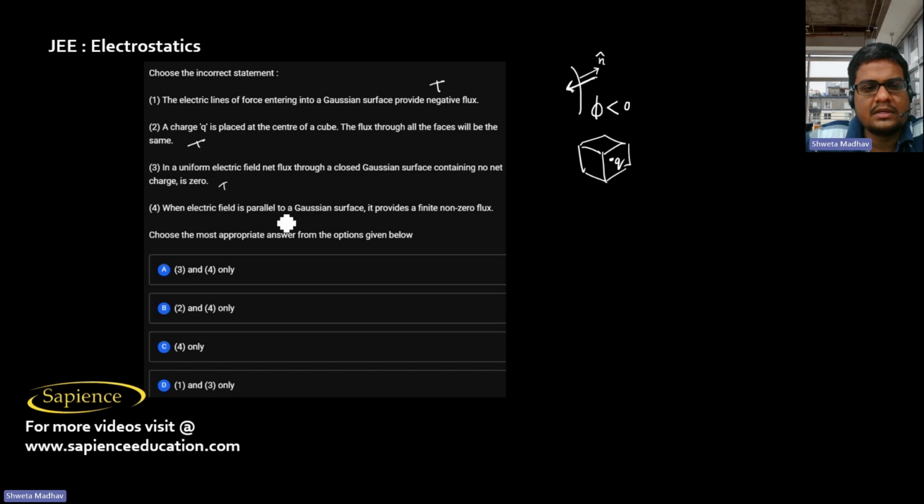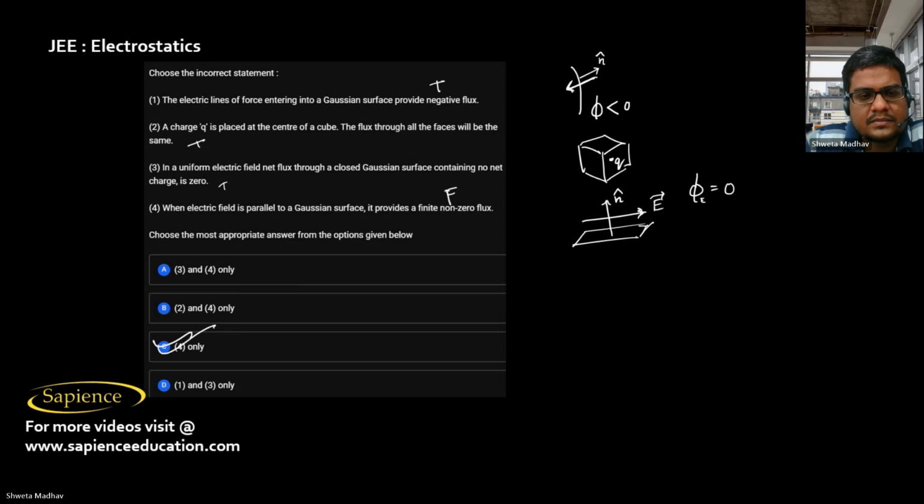When the electric field is parallel to the Gaussian surface, it provides a finite non-zero flux. That is false. Why? If the electric field is parallel to the Gaussian surface, then the normal vector is obviously perpendicular to the electric field. So it means the flux will be 0. The electric flux will be 0 in that case. So the fourth statement is false. So 4 only. Option C is the correct answer.